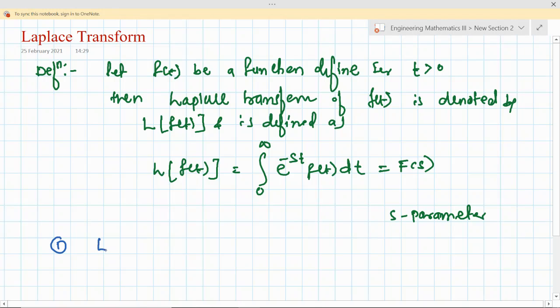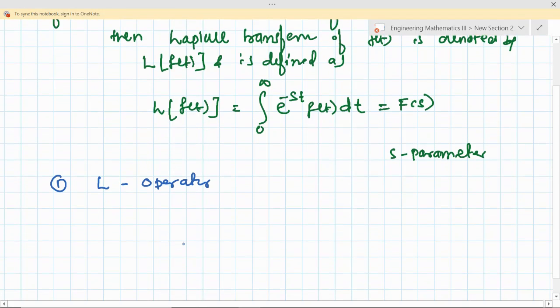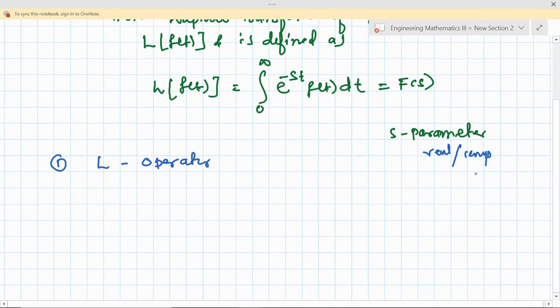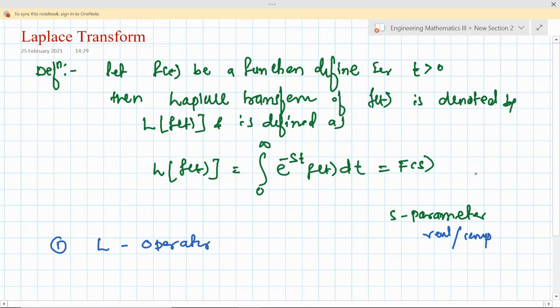So the first thing is, L is a Laplace transform operator. If this integral exists and is finite, then the Laplace transform of f of t exists, and s is the parameter which is either real or complex. Okay. So let us see the Laplace transform of some standard functions.